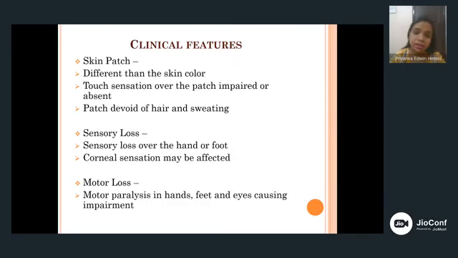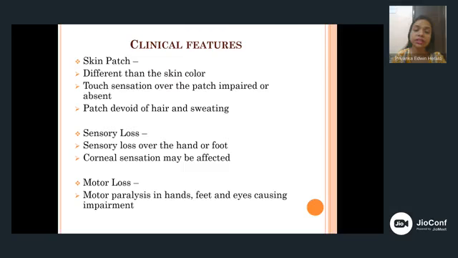Now, what are the main clinical features? What are the main signs and symptoms we find in the disease? There are many symptoms in leprosy, but I have jotted down the three major points which are the main clinical features of the disease. First we have skin patch. There will be a skin lesion or skin patch anywhere in the body. That skin patch can be of a darker or lighter color, so it should be different from the patient's skin color.